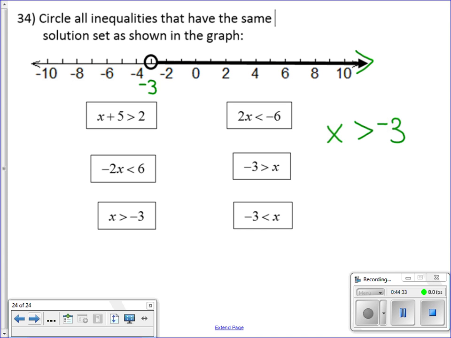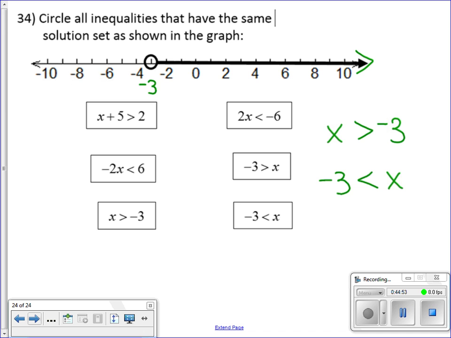Now here's the thing. If I have x is greater than negative 3, that means I can flip it around: negative 3 is less than x. Remember, those are the two different ways I can write it. Even though I always say write it the first way, we can write it with negative 3 is less than x. All right, so let's take a look at this.